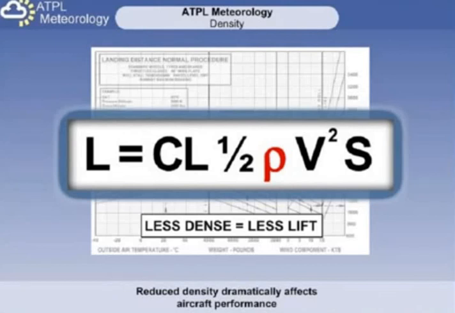This has many implications on aircraft performance and can cause increased takeoff distances, reduced payloads, reduced engine power, and so on. It's therefore essential to take into account the prevailing density, so that any changes in aircraft performance can be identified and calculated.